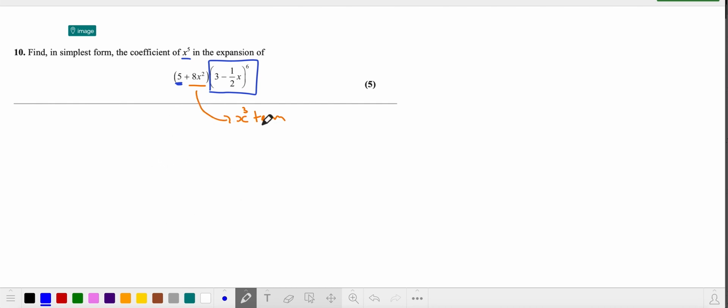Okay, so let's start by finding the x cubed term in the expansion. If we want the x cubed term, we're going to have to do 6 choose 3. The first term in the bracket to the power 3. Put these all in little brackets. And the second term in the bracket to the power 3.